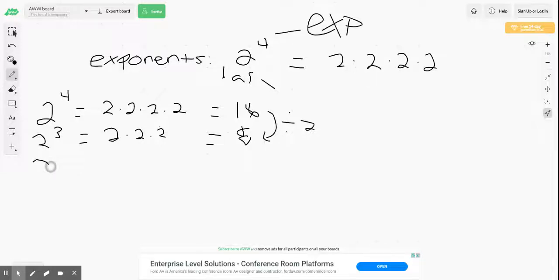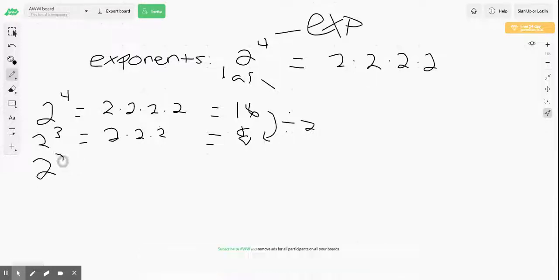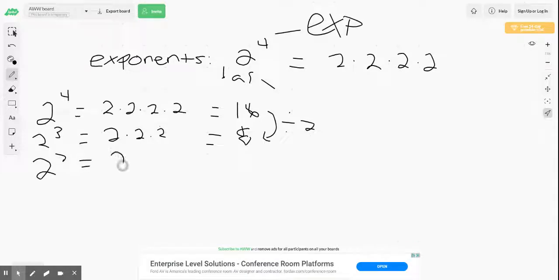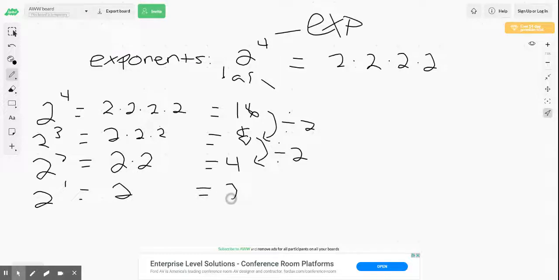Let's keep on with this. Let's say that I have 2 raised to the 2nd power. So that means I have 2 factors of 2, which gives me 4. Let's come over here. Is that true? Does 8 divided by 2 give me 4? It sure does. All right, so what if I had 2 raised to the 1st power? Well, that means I only have 1 factor of 2, and all I have is 2. Yeah, 4 divided by 2 is 2. Do you see how this pattern over here is always dividing by 2?